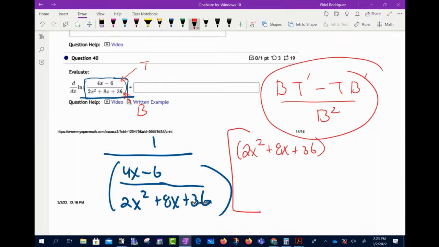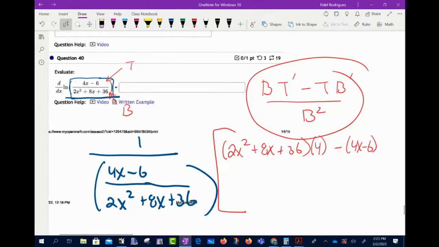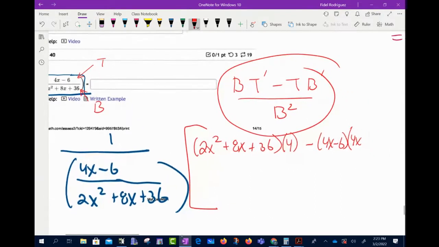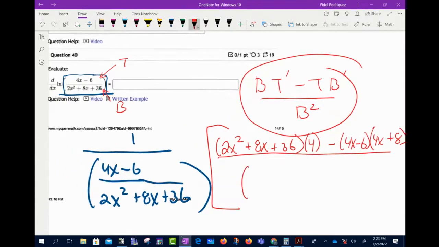Times the derivative of the top. What's the derivative of 4x minus 6? Minus the top function, 4x minus 6, times the derivative of the bottom. What's the derivative of 2x squared? What's the derivative of 8x? 8. And the derivative of 36? All over the bottom function being squared. That would be 2x squared plus 8x plus 36 squared.